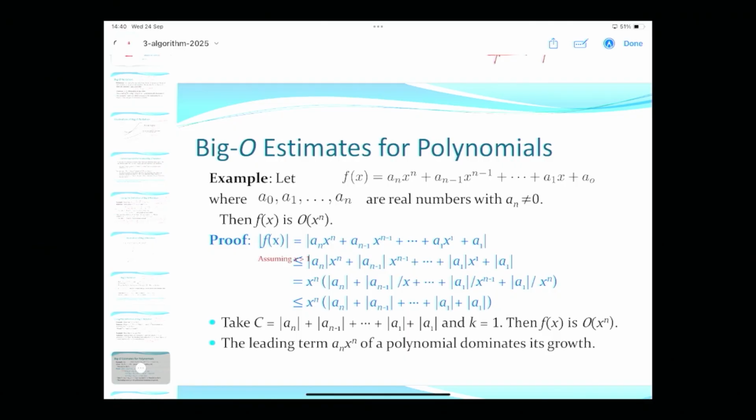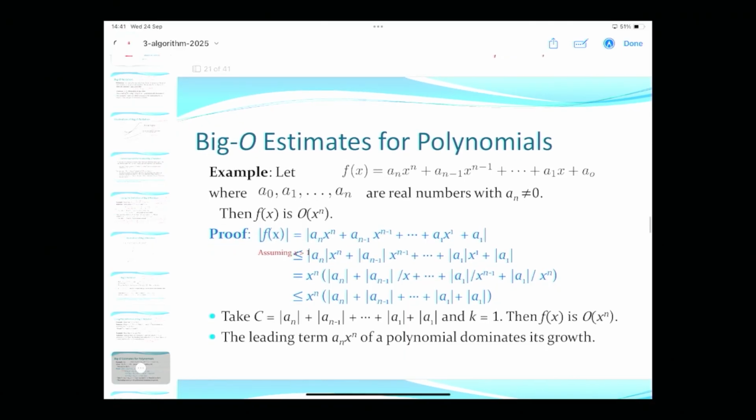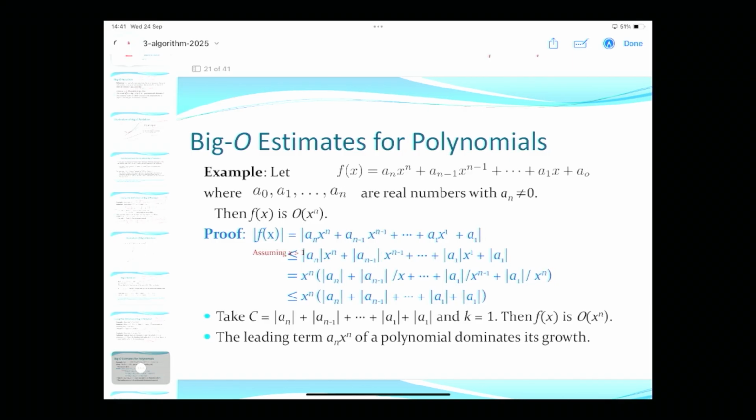Okay. And then when we have a function with many terms, as shown here, we can present the function where the first term has the highest degree, like this term. So this is actually a polynomial function, right?